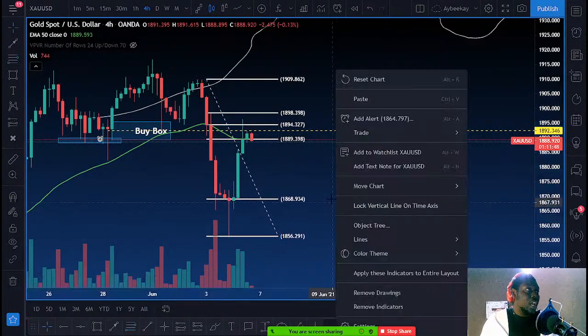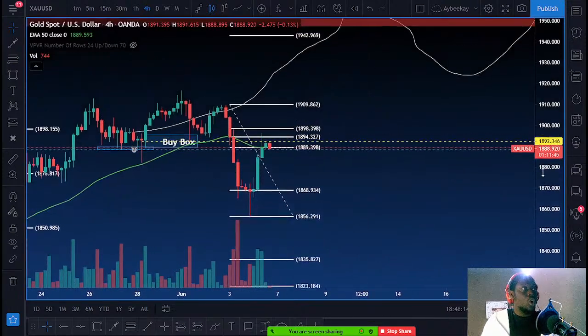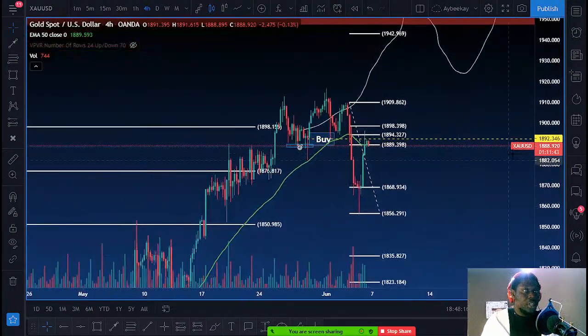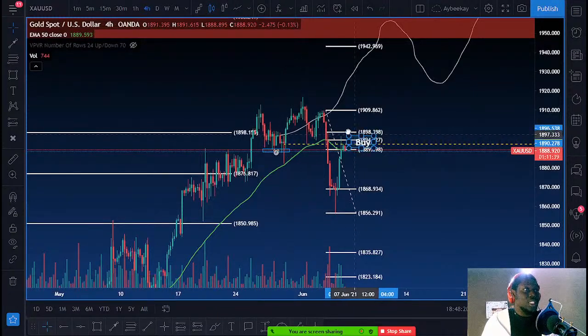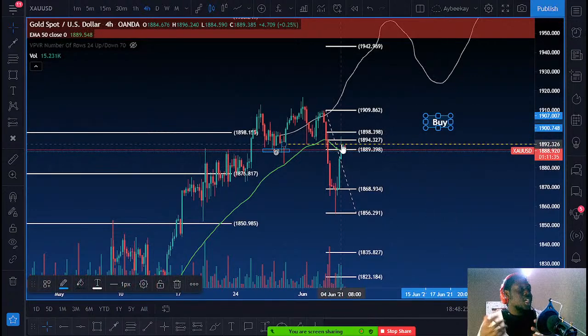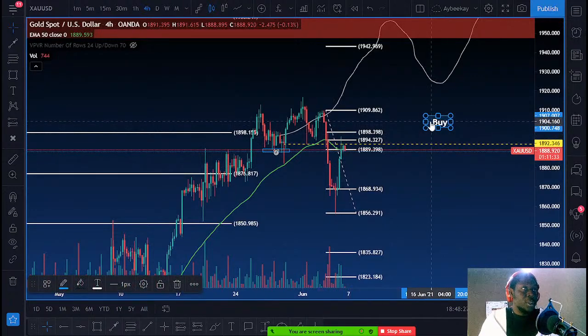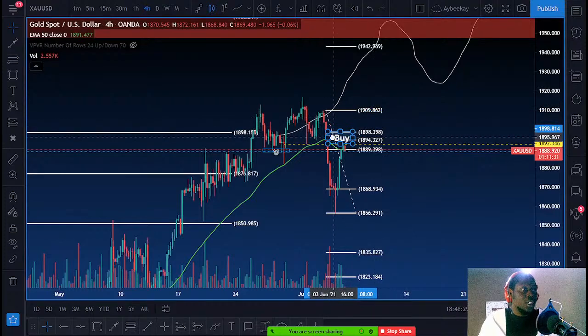Again, this is an area where you would look to be selling gold. So if you are bearish on gold, I wouldn't blame you one bit, and it's not a bad idea, to be quite honest with you. I like how price is starting to drop under the 50 EMA, and it's just like every other DXY pair, or every other USD pair.